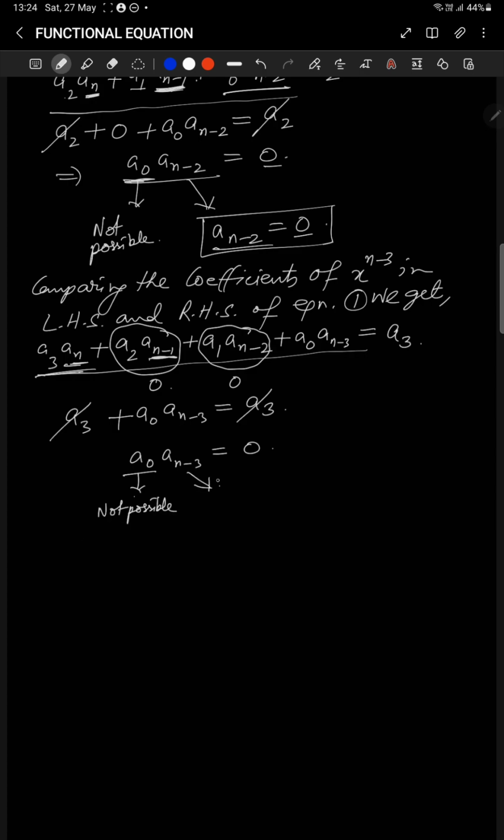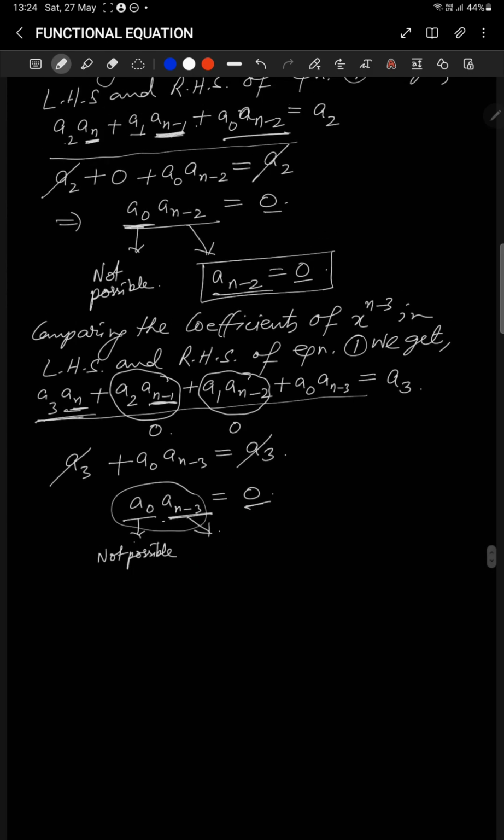So the only possibility is that a n minus 3 equal to 0 means this whole equation is equal to 0. In that one the possibility is a n minus 3 is equal to 0. So one more result we have got, that is a n minus 3 equal to 0.